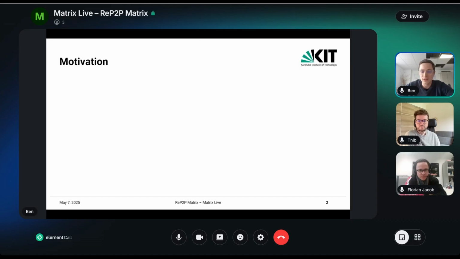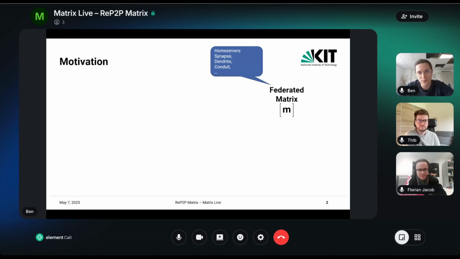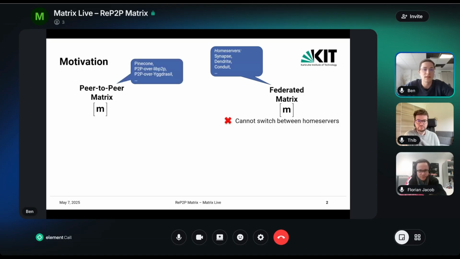So let's start with a little motivation. On the one hand side, we have federated Matrix. Most of you probably know the home servers like Synapse, Dendrite, or Conduit. A major challenge or flaw of federated Matrix is that we cannot switch between home servers. So we might want some flexibility in the Matrix world, that when a home server goes down, we can still continue sending our messages. On the other side, we have P2P Matrix.